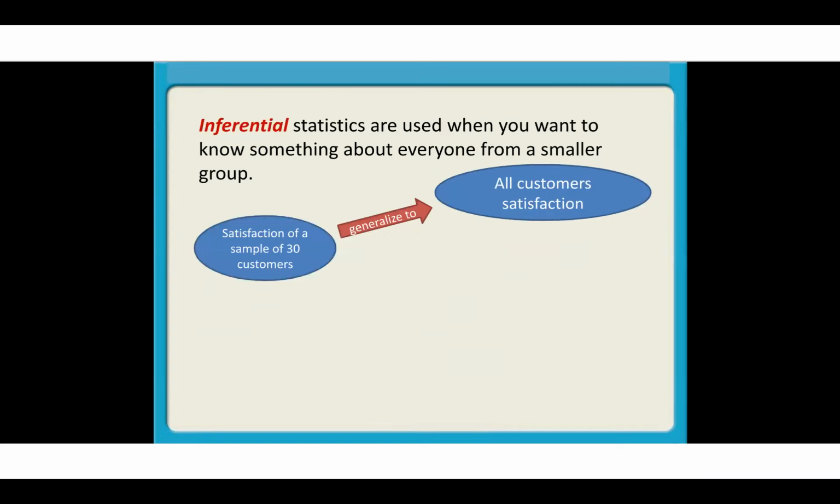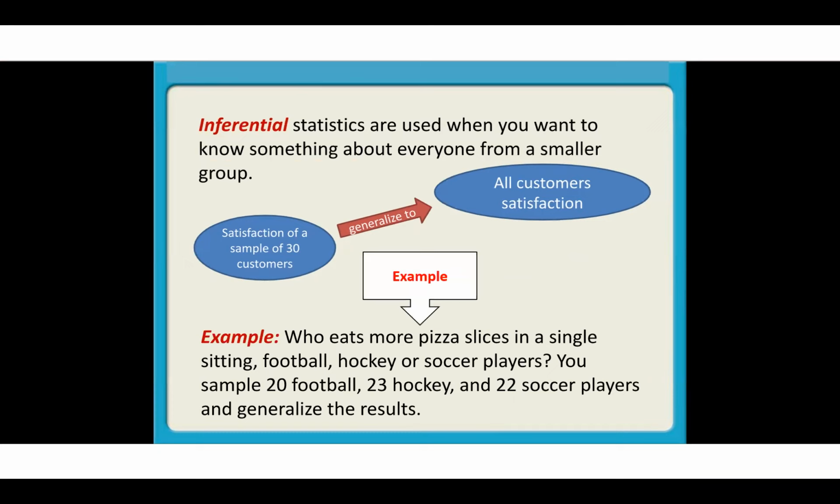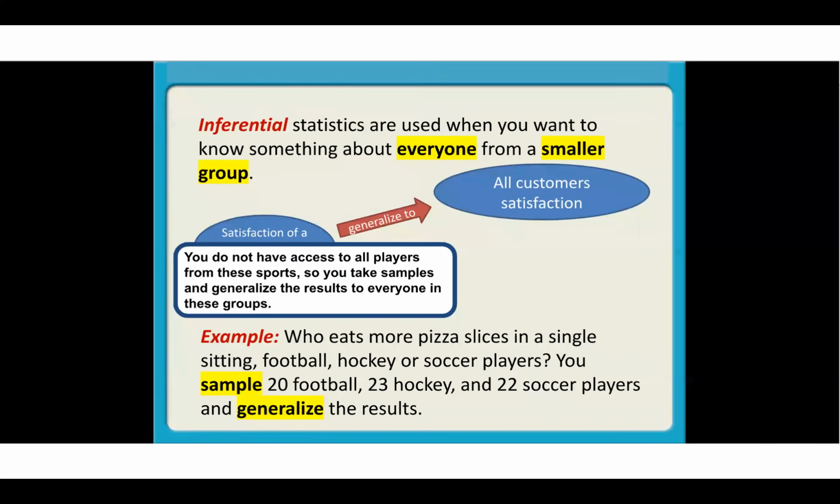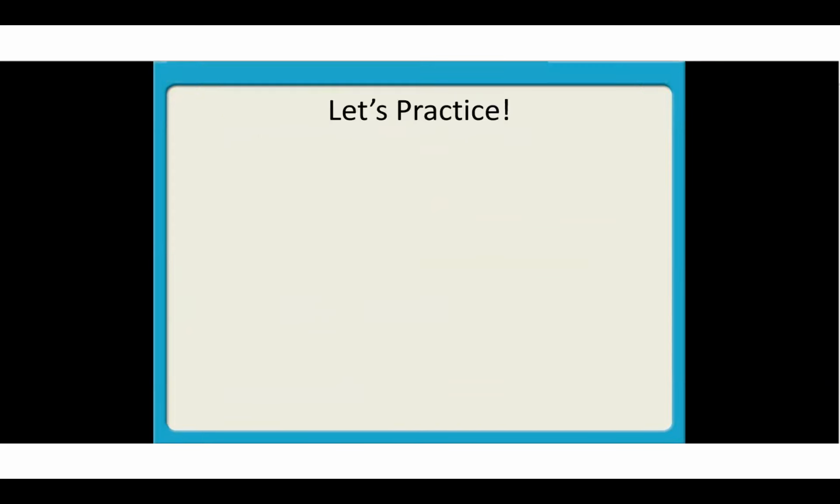They do the same for the next option with a definition that reads, inferential statistics are used when you want to know something about everyone from a smaller group. Here is an example. Who eats more pizza slices in a single sitting? Football, hockey, or soccer players? You sample 20 football, 23 hockey, and 22 soccer players, and generalize the results. Once again, the student's attention is directed to the clue in the problem that connects the example to the definition along with an explanation. In this case, it is an inferential problem, generalizing from a small sample of athletes to all athletes in these three groups. Here is a summary slide for them to review.